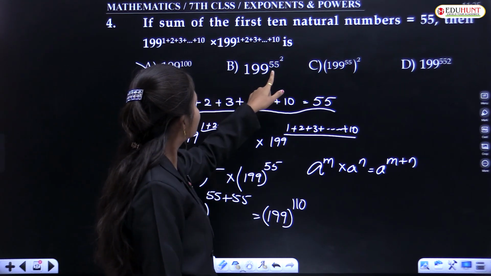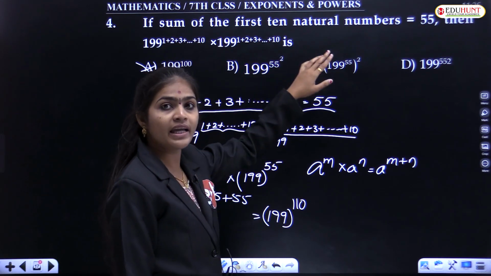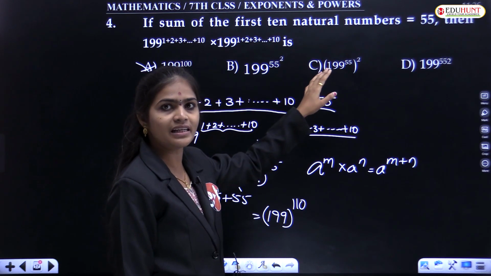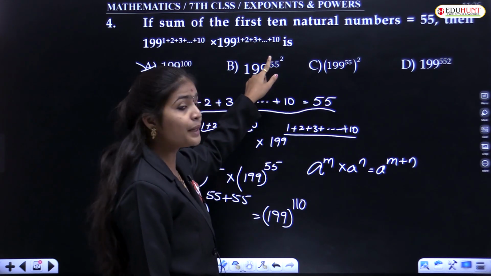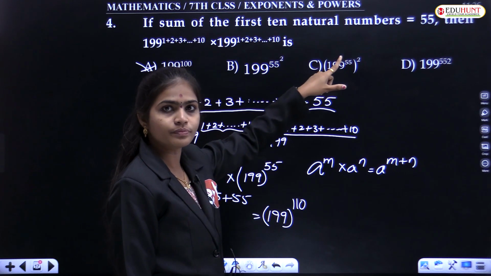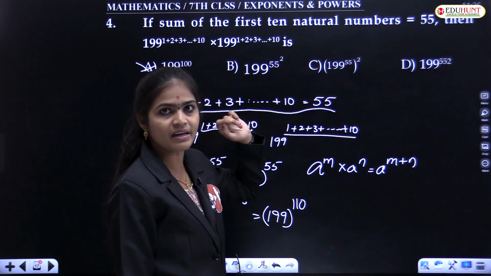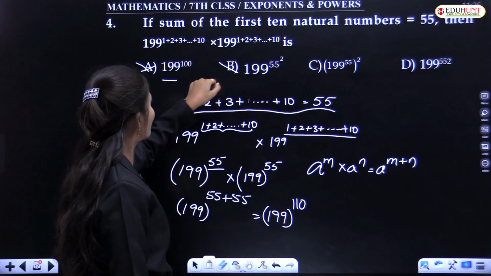Next, here they have given 55 square, they didn't give 199 power 55 power 2. There is a lot of difference between those two. So this is also a wrong one.